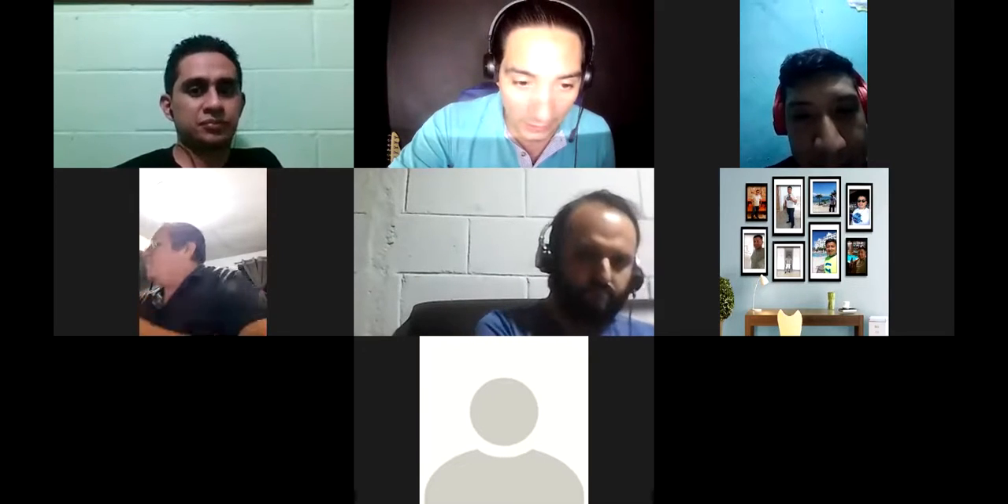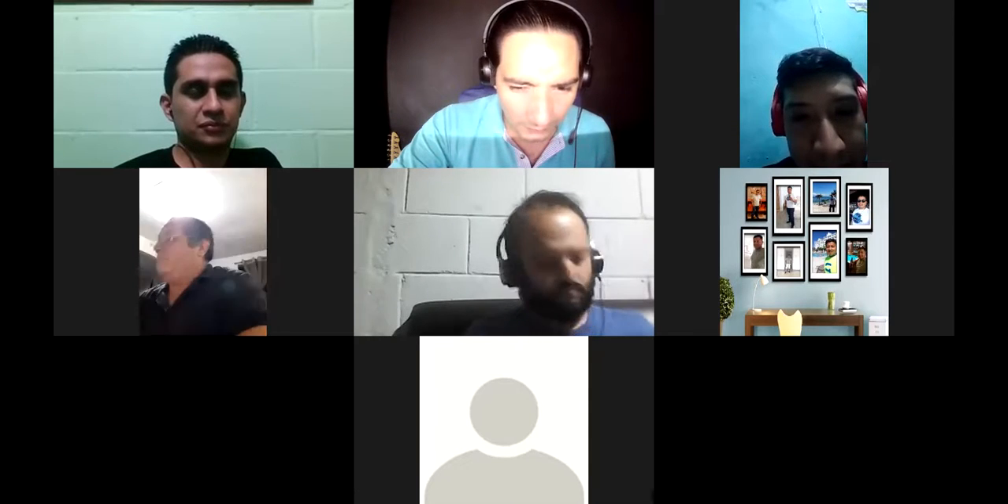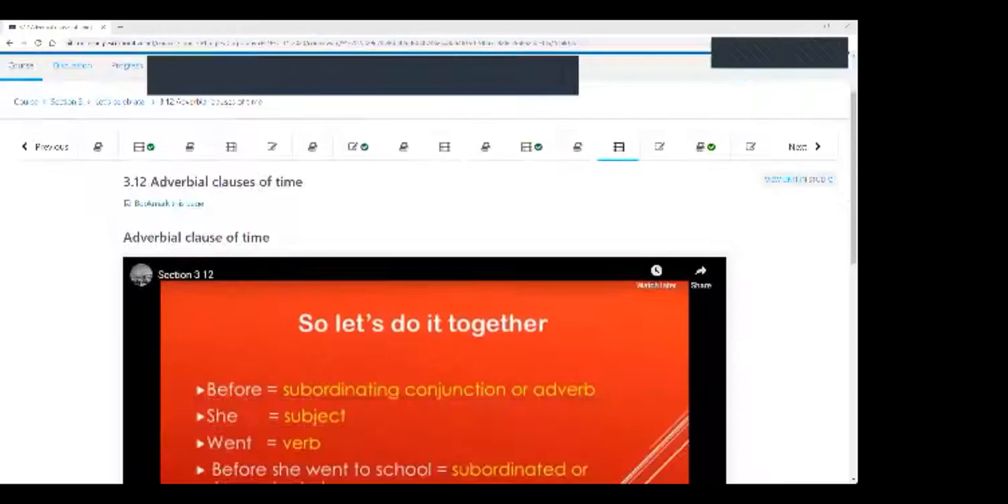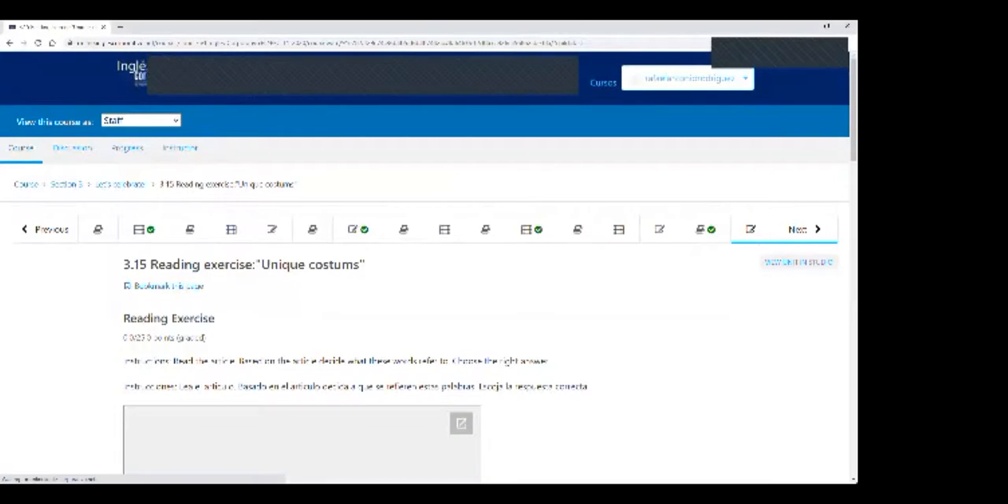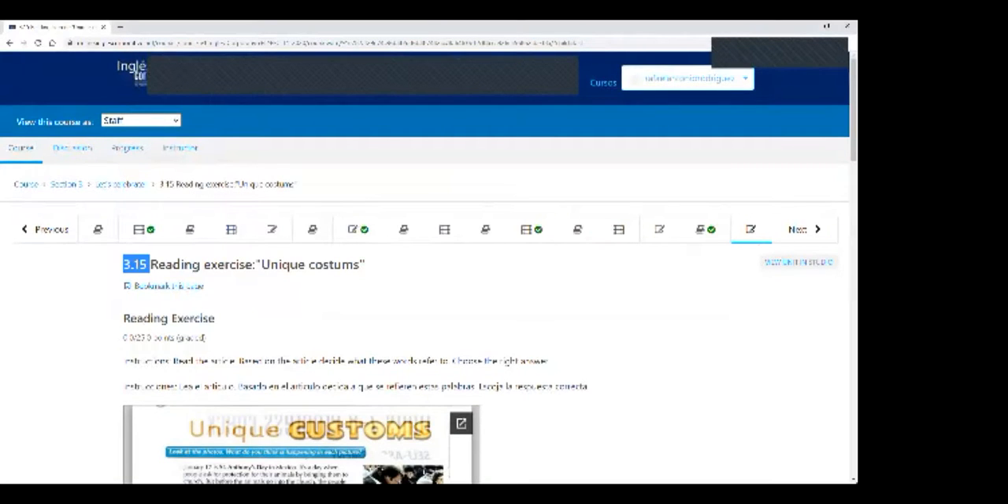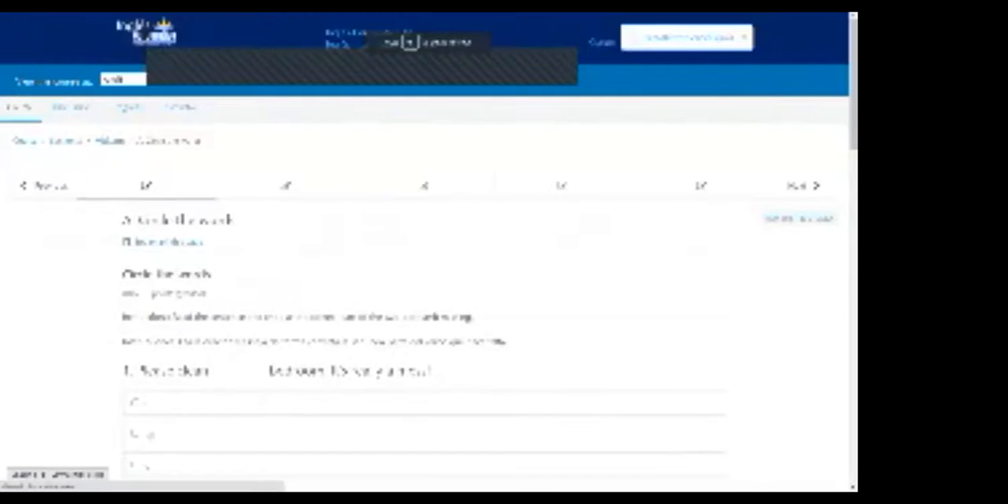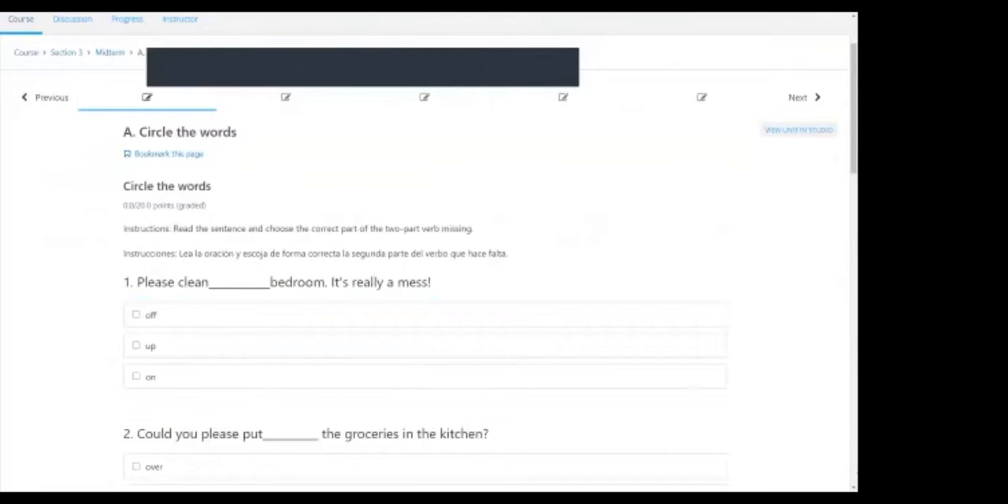Okay, so let's go straight there and start by reviewing the midterm exam. Once you finish this, remember you have to go from 3.15. Click on next, and we will have the first part of your midterm exam. The first section talks about selecting words. Read the sentence and choose the correct part of the two-part verb missing.